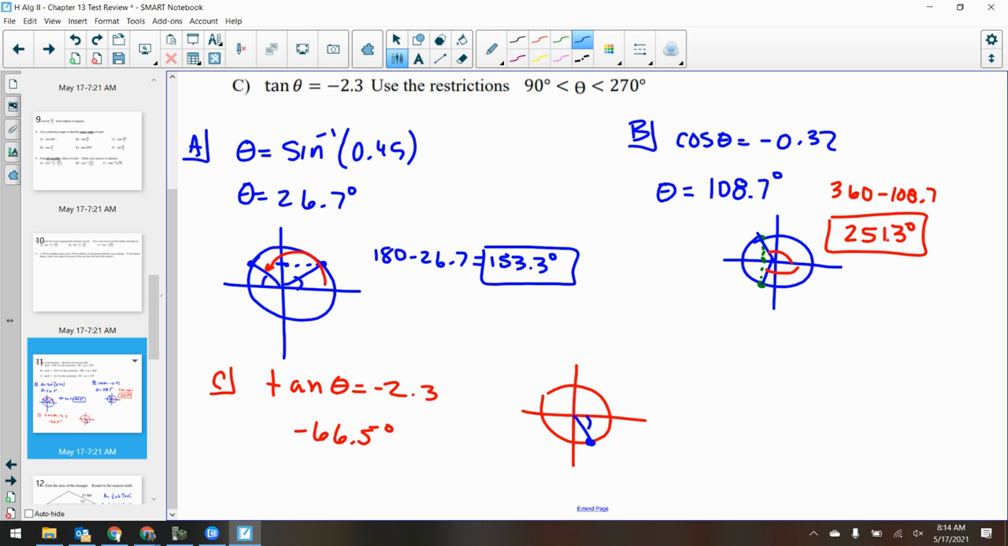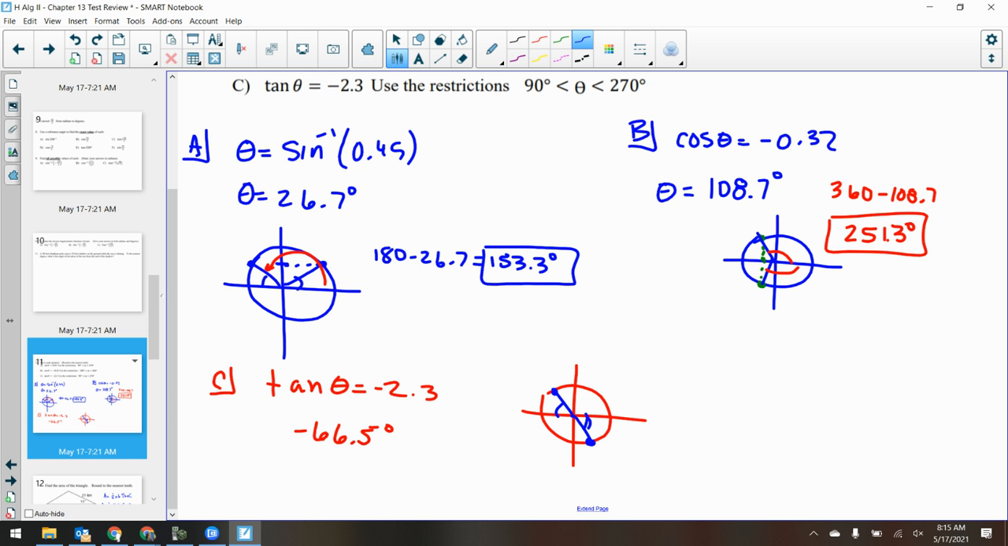Where else, see, this is what you have to think about with tangent. Where else is tangent negative? In the second quadrant. First and third quadrants, tangent is positive. Second and fourth quadrant, tangent is negative. So the only other place with this same tangent value is up there with that same reference angle. Notice those vertical angles in there that I just drew?